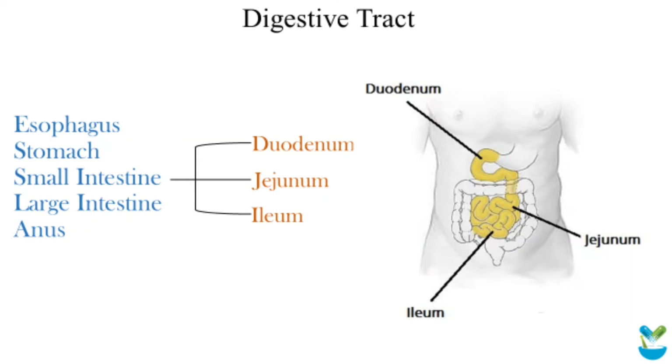The small intestine has three parts. First is the duodenum, second is the jejunum. In these two parts of the small intestine, chemical digestion takes place. The last part is the ileum, where most of the absorption takes place.